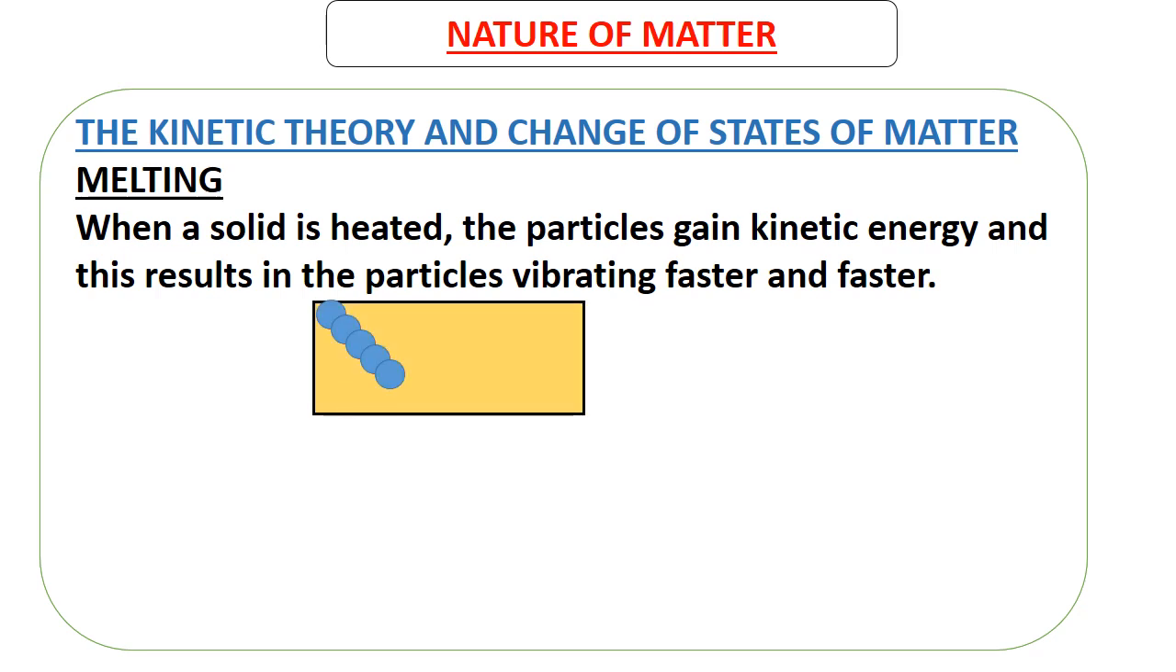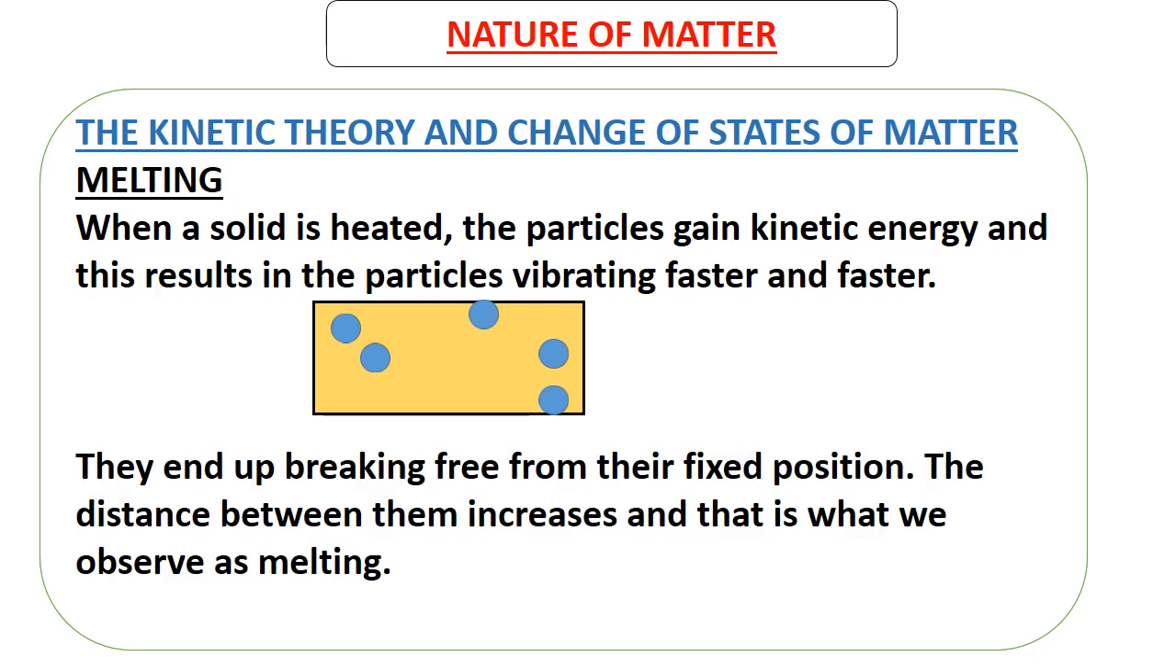So let's say this is a solid substance. We've got these particles which are close to each other. When it's heated, the particles will start moving about. At the end of the day, the particles will be far away from each other. So this substance won't be a solid anymore because the spaces between the particles have increased. So we can say the particles end up breaking free from their fixed position. The distance between them increases, and that is what we observe as melting.